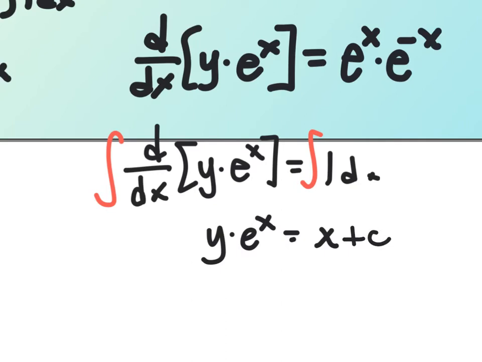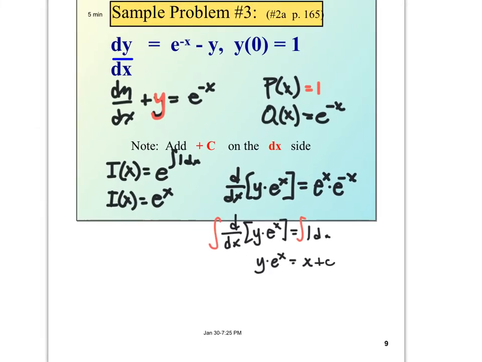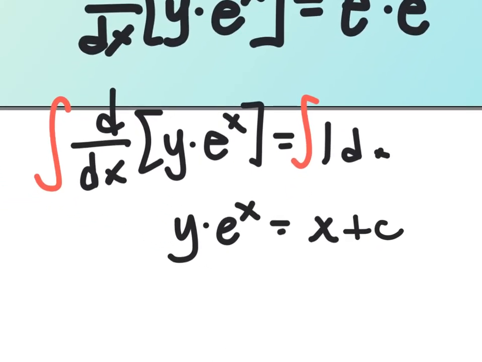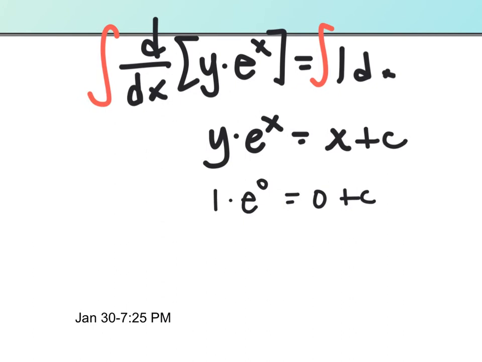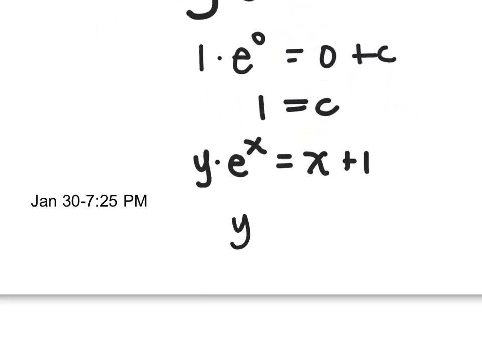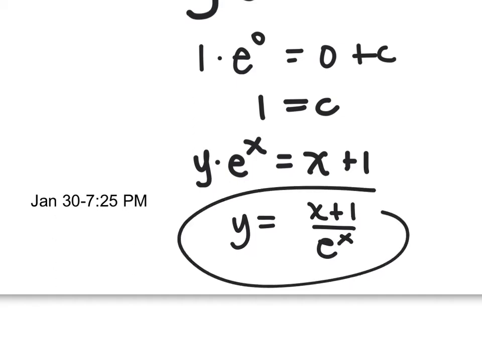So here we go. I would, in this case, divide both sides by e to the x, but I'm not going to do that yet. I'm going to plug in my point 0, 1. So if I plug in a 0, I get a 1. That means that c, in this case, will equal 1. Therefore, y times e to the x is equal to x plus 1. And so what I get here for my particular solution looks like x plus 1 over e to the x. And there's our function.